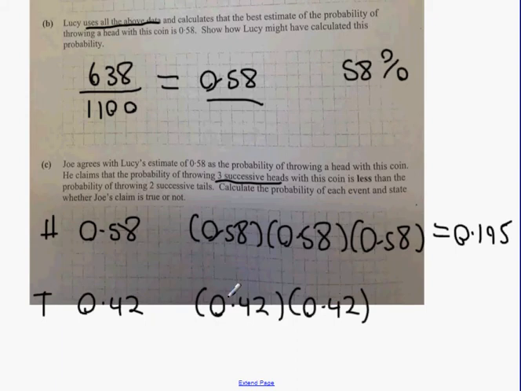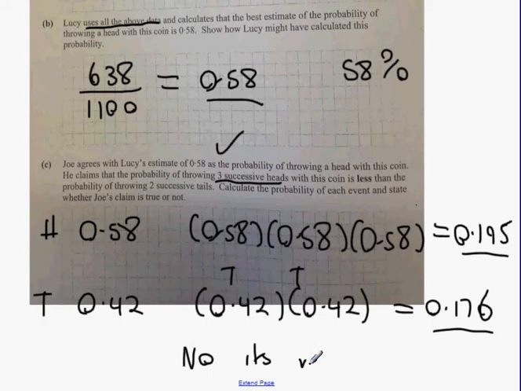Guys, next one is 2 tails. 2 tails is 0.42 followed by another 0.42, and what do you get for that? 0.176. Now guys, read the language. Joe agrees that Lucy's estimate is the probability of throwing a head with the coin. He claims that the probability of throwing 3 successive heads, which is this number here, is smaller than this number here. Is his claim true? No, it's not. Reason being, the probability of 3 heads is greater than the probability of 2 tails. So that's the problem there.